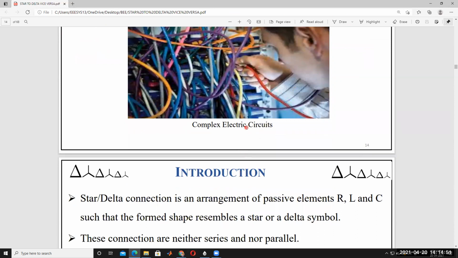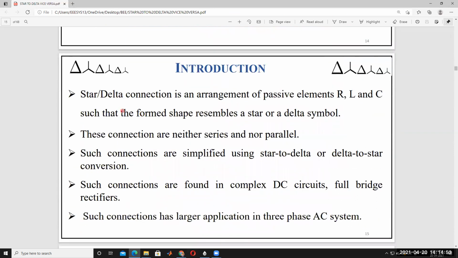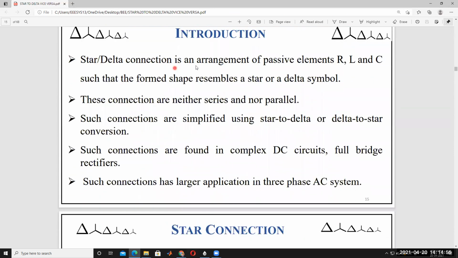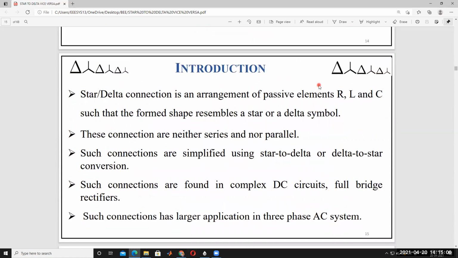Star or delta connections are an arrangement of passive elements R, L, and C such that the formed shape resembles a star or delta symbol. By connecting resistors, inductors or capacitors in such a manner, it resembles the star or delta symbol.